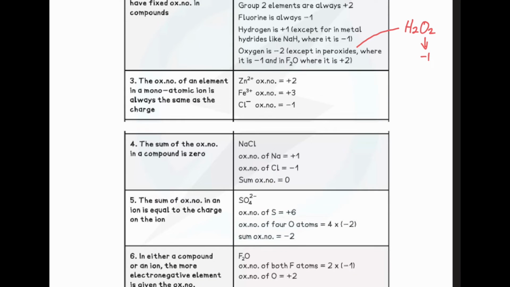Then we look at number 4. The sum of the oxidation numbers in a compound is 0. Let's see what that means. NaCl is a compound, so the sum of the oxidation numbers is 0 because there is no overall charge. But if you consider individual atoms, sodium is positive 1 and chlorine is negative 1, and if you add them up, you end up with 0. So these are some basic rules.